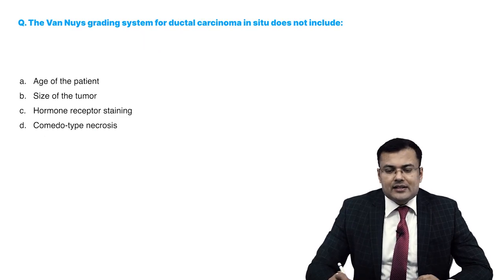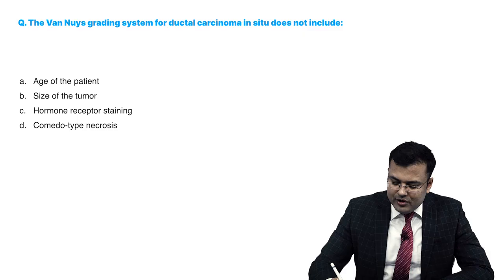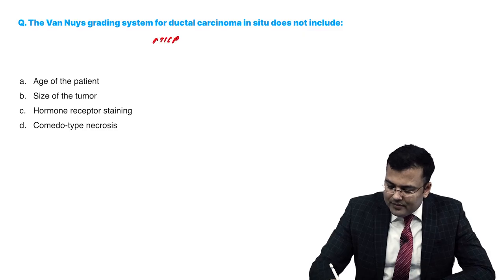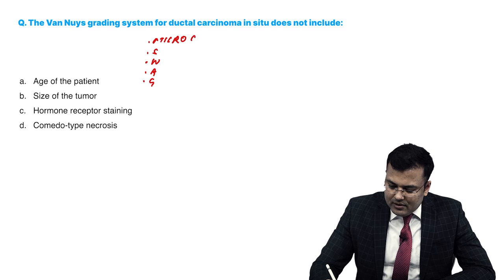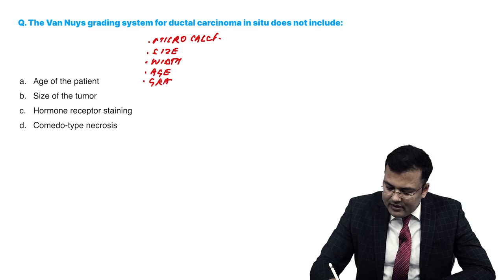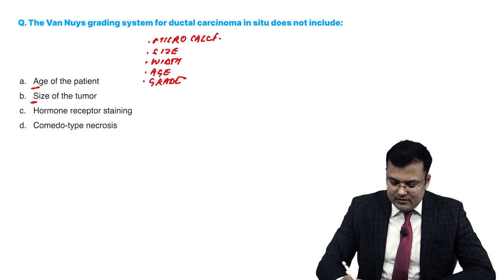Now see this question, very important. Van Nuys grading system for ductal carcinoma in situ does not include. So what was the mnemonic? If you remember, it was MICRO SWAG. Micro means microcalcification. S, size of tumor. W, width of margin. A, age. G, grade.